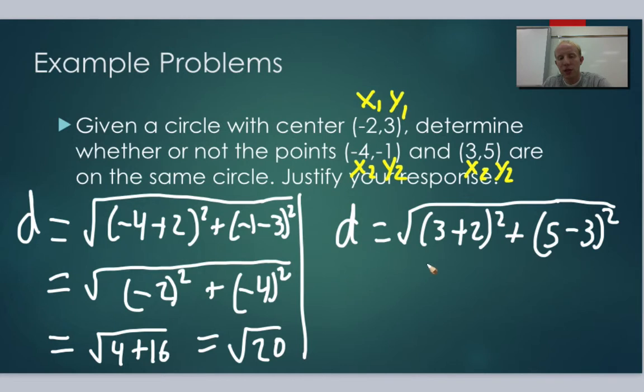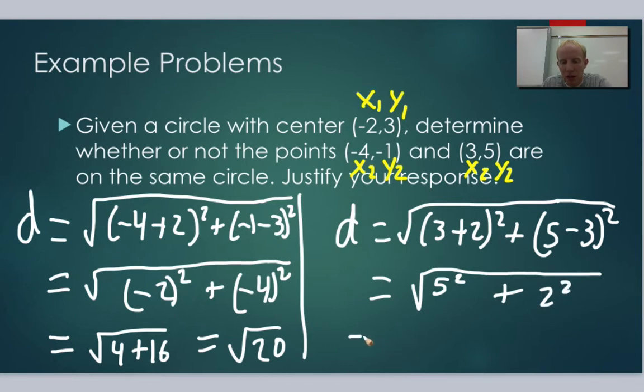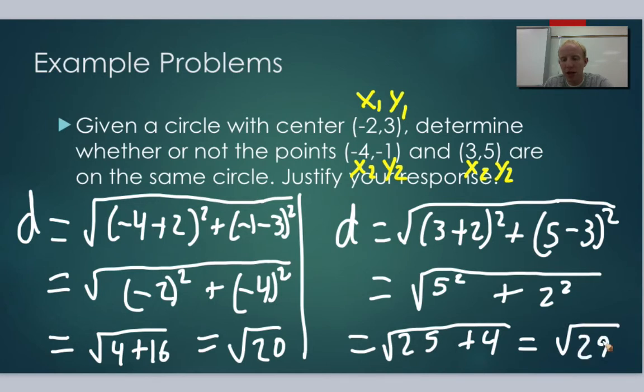Now let's do this other one and see if we get the same thing. 3 plus 2 is going to give us 5 squared, and 5 minus 3 is going to give us 2 squared. That will give us 25 plus 4, which is not going to be the same thing. That's going to give us the square root of 29. So now we see square root of 20 and square root of 29. These two points are not the same distance from the center, so they cannot lie on the same circle. They're different distances, so they can't be on the same circle with that center point.